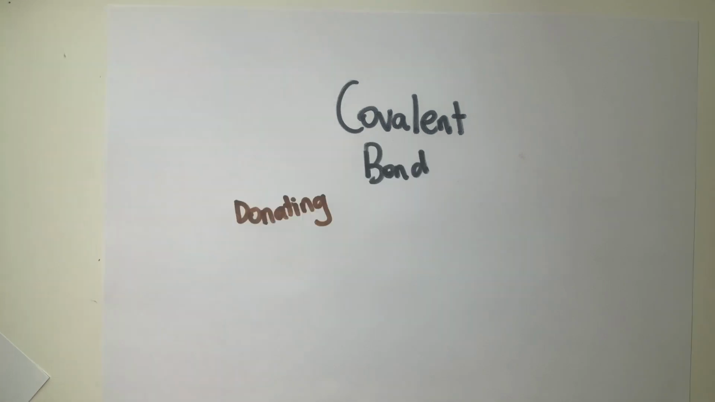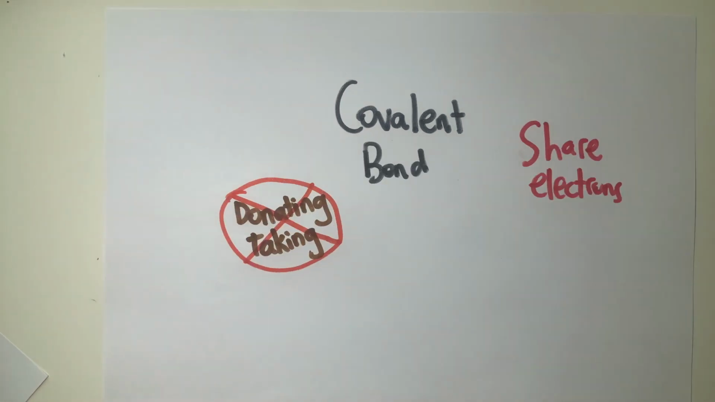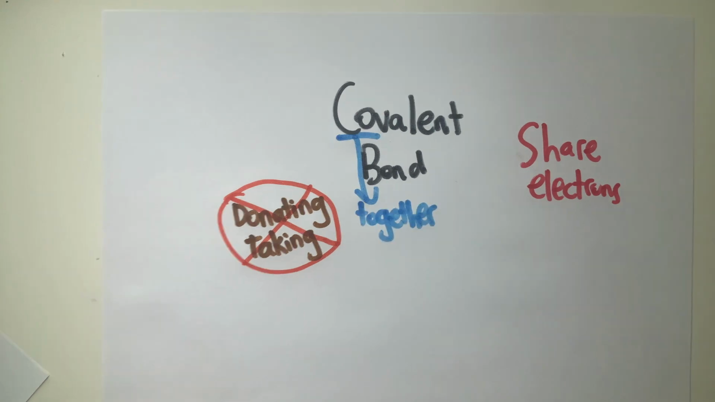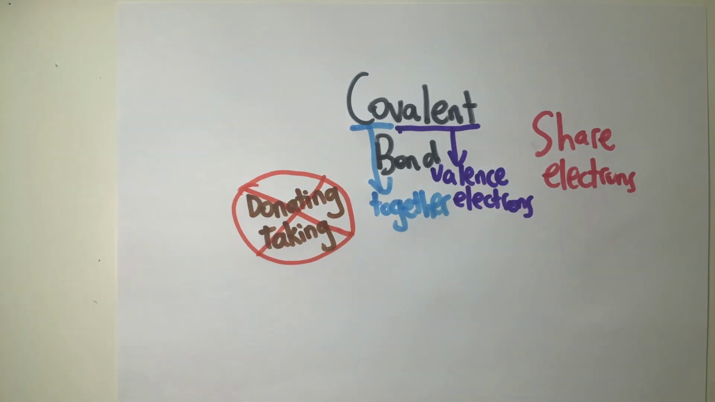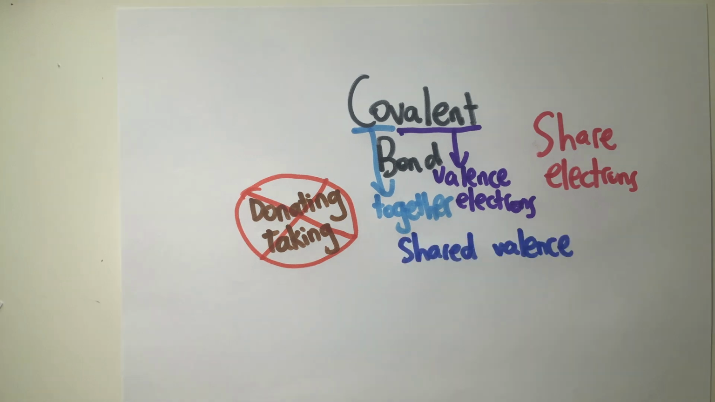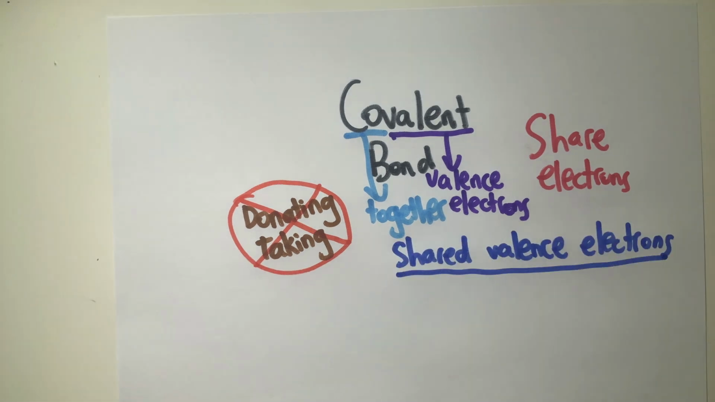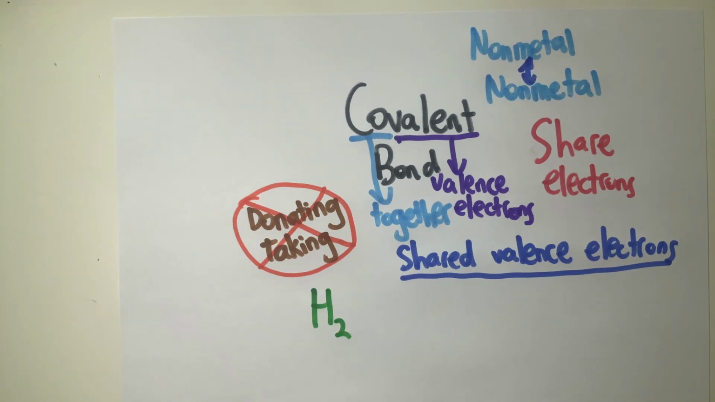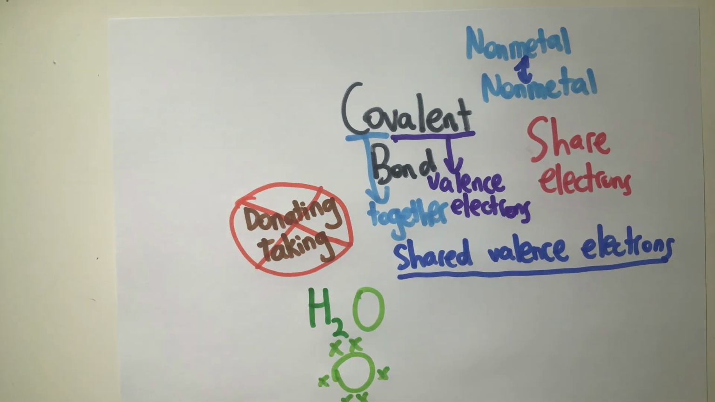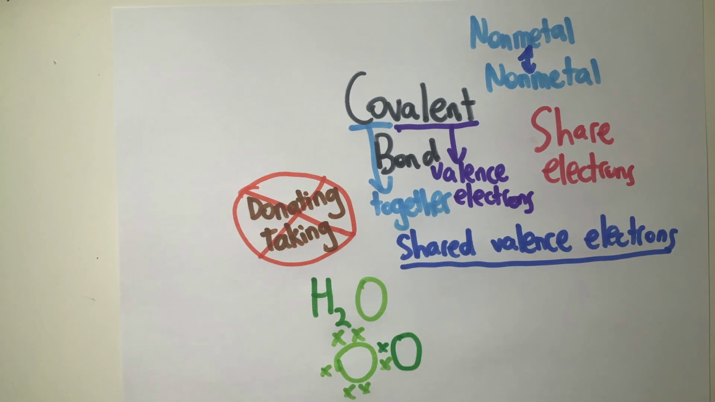Covalent bonds are another fascinating type of bond. Instead of completely donating and completely taking electrons like ionic bonds do, atoms participating in covalent bonds share electrons. Covalent bonds occur between two nonmetals. For example, two hydrogen atoms covalently bonded to an oxygen atom forms the molecule water.